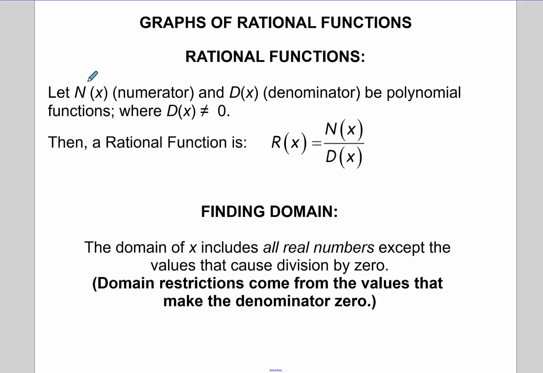Well, when we have a polynomial in the numerator and a polynomial in the denominator, then a rational function is the quotient between the numerator and the denominator. And when we're finding domain, the domain of x includes all the real numbers except for values that cause division by 0. Domain restrictions come from the values that make the denominator 0.